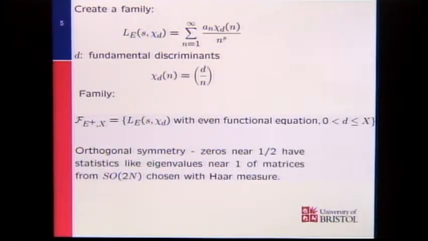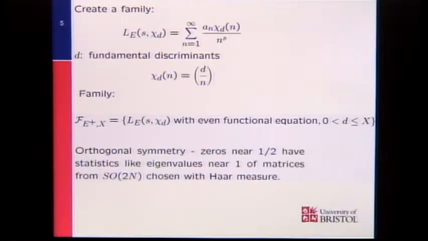And according to Katz and Sarnak, they have orthogonal symmetry, and in particular, the zeros of these L functions near 1/2 are predicted to have statistics like the statistics of eigenvalues near 1 of matrices from SO(2N). So SO(2N) matrices are unitary, they have eigenvalues on the unit circle, and they come in complex conjugate pairs. So they have a symmetry around the point 1, an even symmetry, which is the same as the symmetry of the zeros around the point 1/2. And so the point 1 in random matrix theory is sort of equivalent to the point 1/2 on the number theory side.